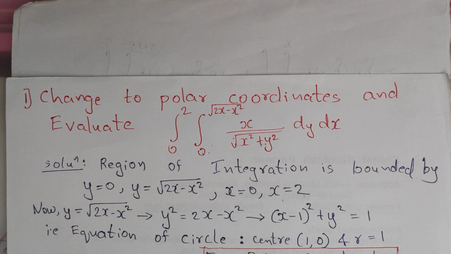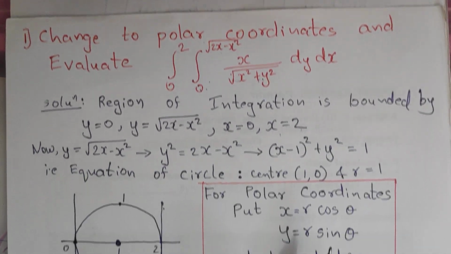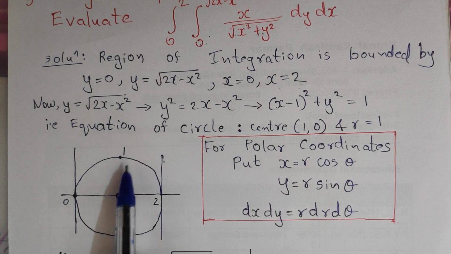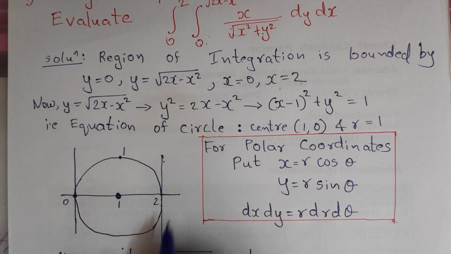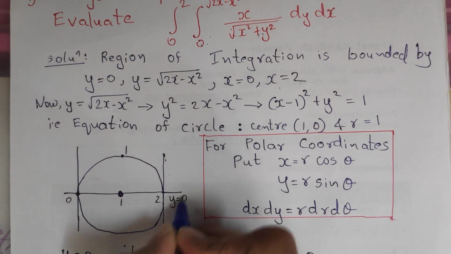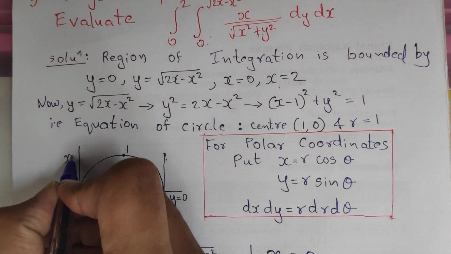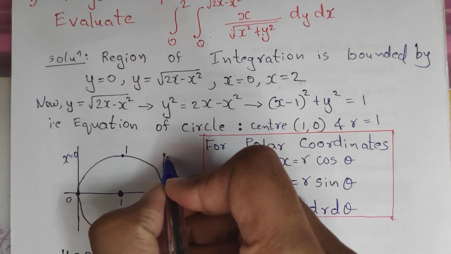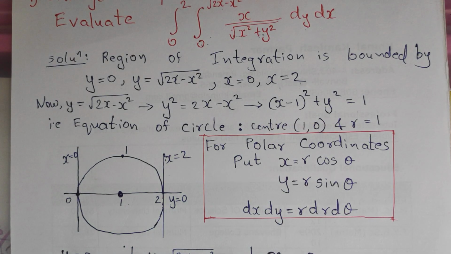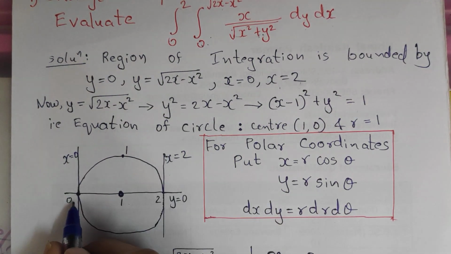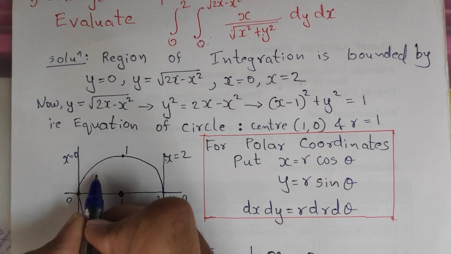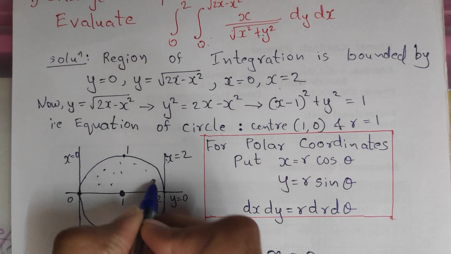So we'll draw the region of integration. This is our region of integration, the circle. y equals 0 will be our x-axis. x equals 0 is our y-axis. And this is x equals 2. So the region bounded by all the four curves, that is x equals 0, x equals 2, y equals 0 and the circle, will be this region.